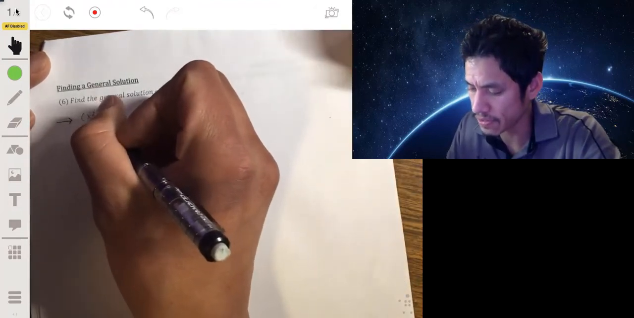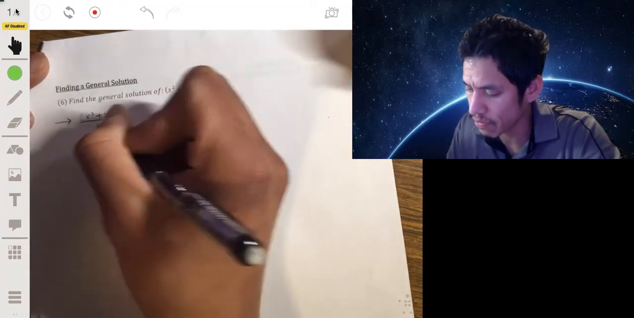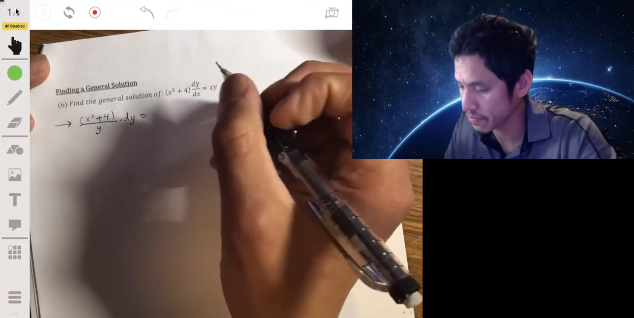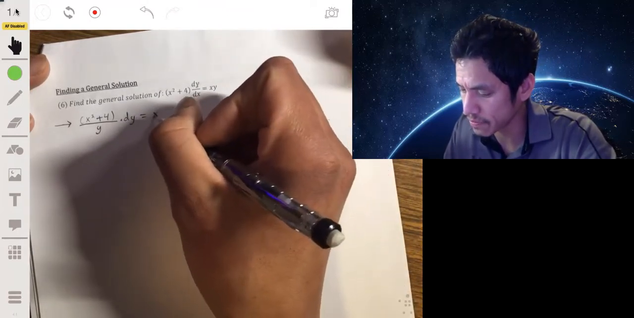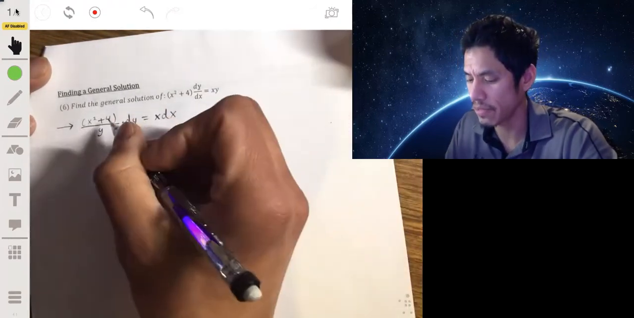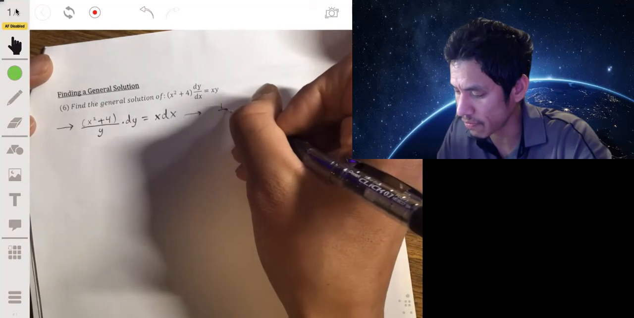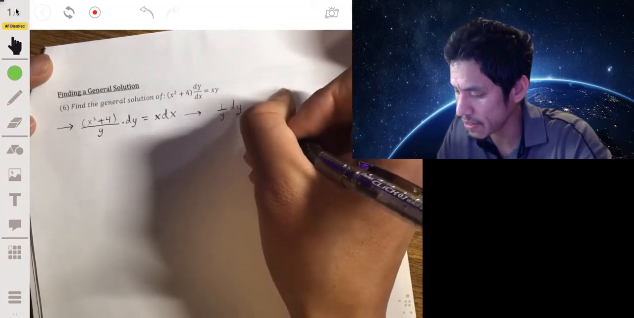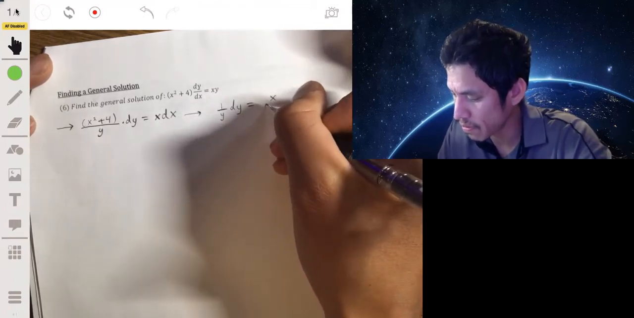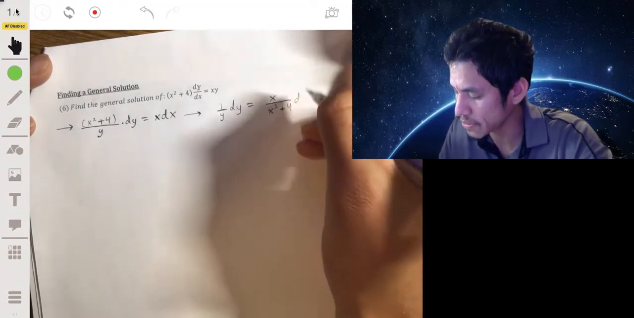So on the left side we're going to have (x squared plus 4) over y times dy is equal to x dx. Then we're going to divide by the x squared plus 4. And so on the left, we'll have 1 over y times dy is equal to x over x squared plus 4 times dx.